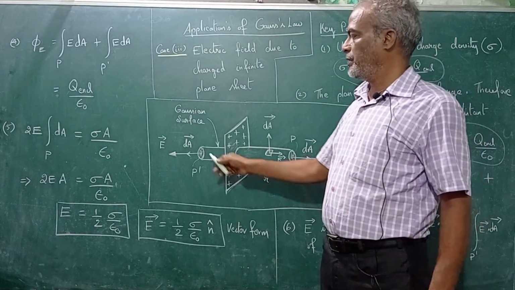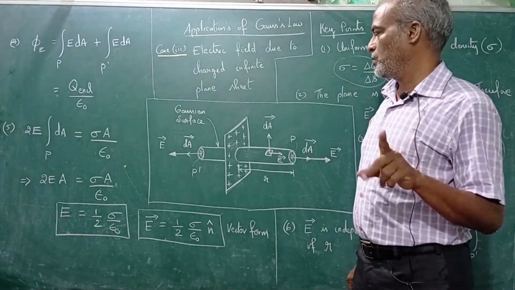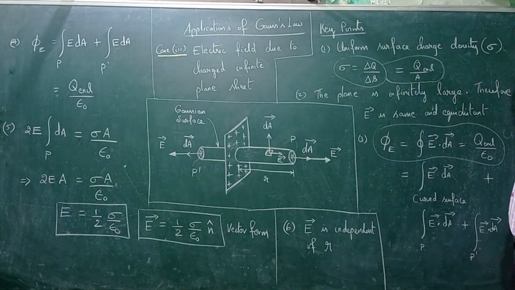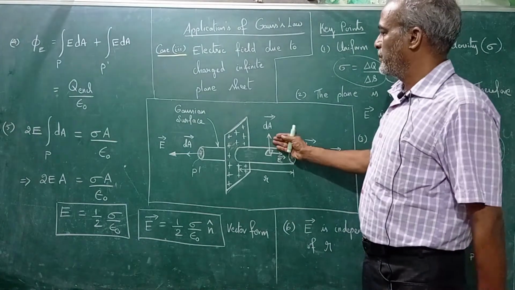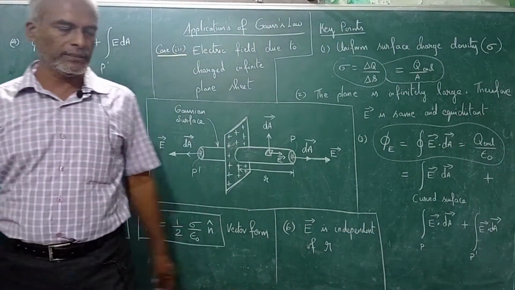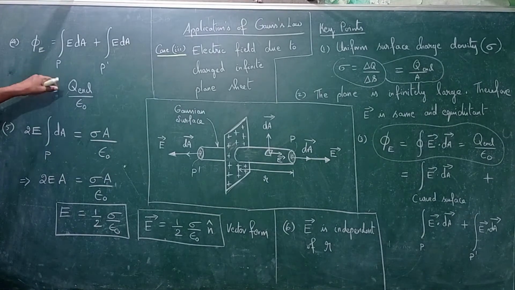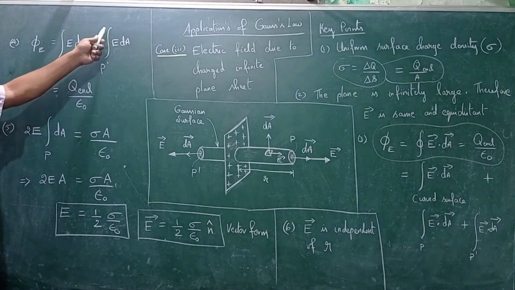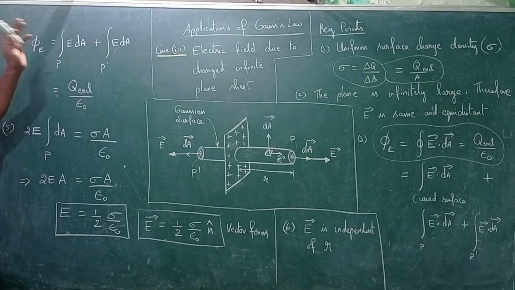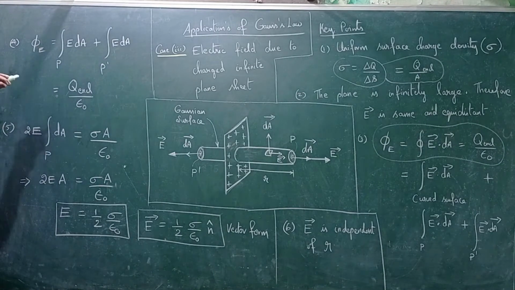Therefore, the angle between the E field and the dA vector is 0. So cos 0 is 1. Therefore, here again the resultant flux will be magnitude of E into magnitude of dA. So for the curved surface, it is 0. The total electric flux coming out of the Gaussian surface is equal to integral EdA at the point P and integral EdA for the surface P dash. This is surface P dash and that is surface P.